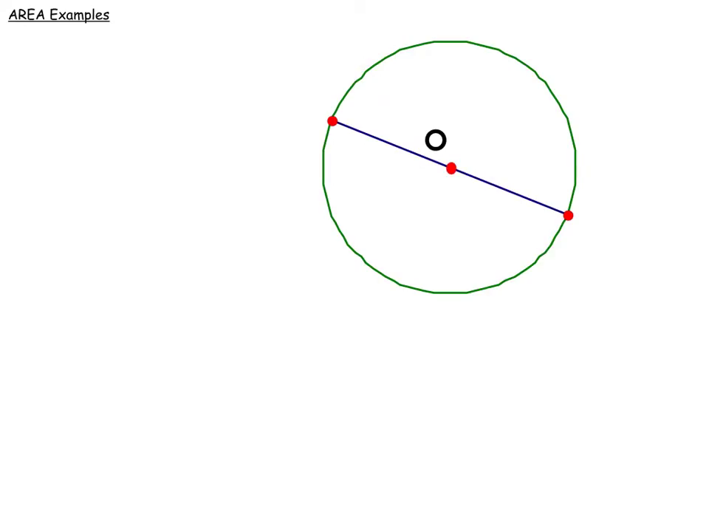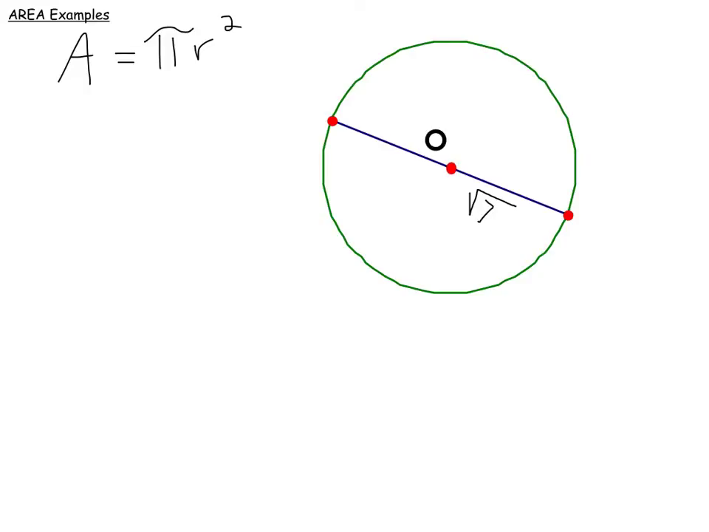Alright, so area examples. As a reminder again, area equals pi r squared. So you take your radius, you square it, and then you just multiply it by pi. Don't use your calculator, don't deal with 3.14. Just give me the exact answer with pi in it, because once you get the decimals, you're really just approximating.